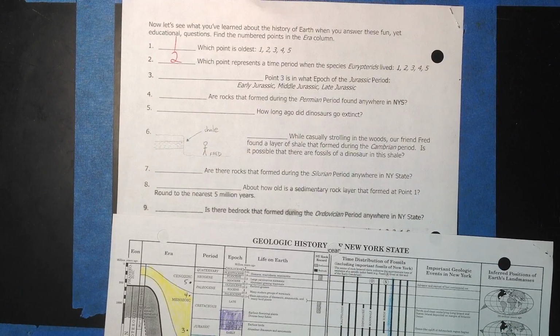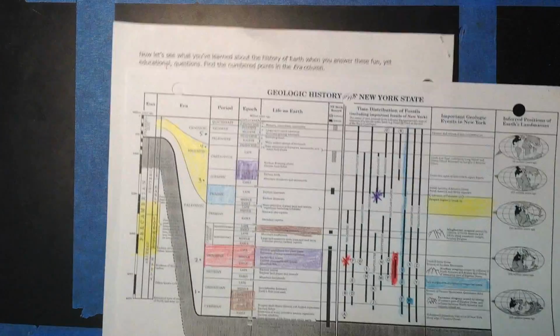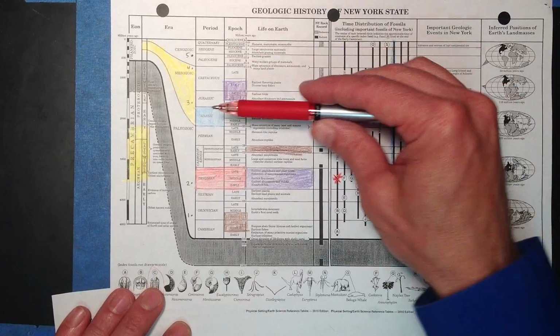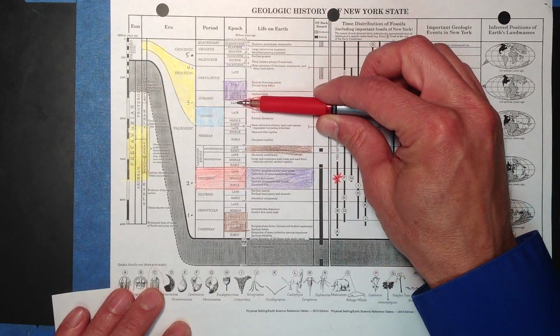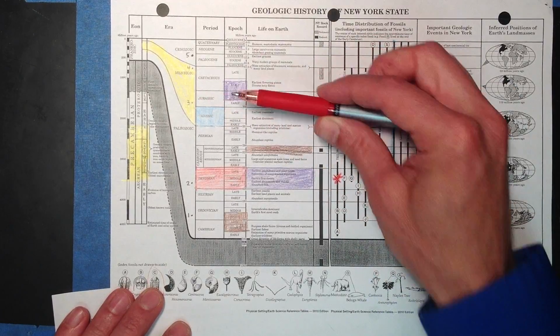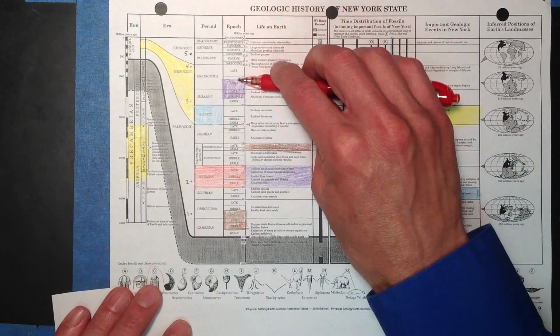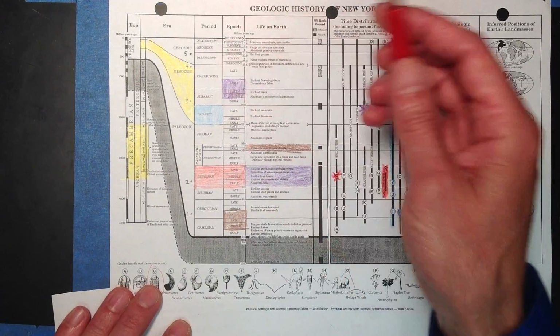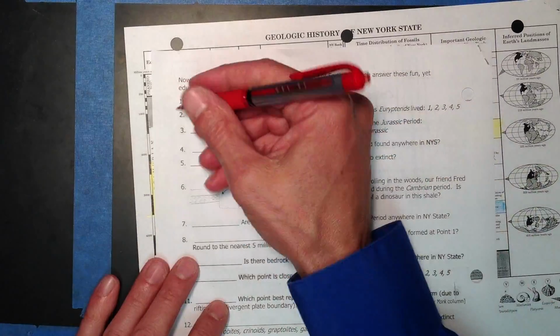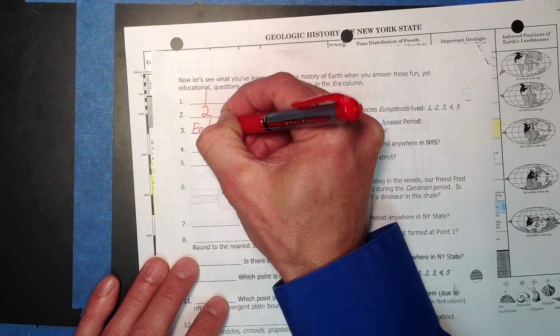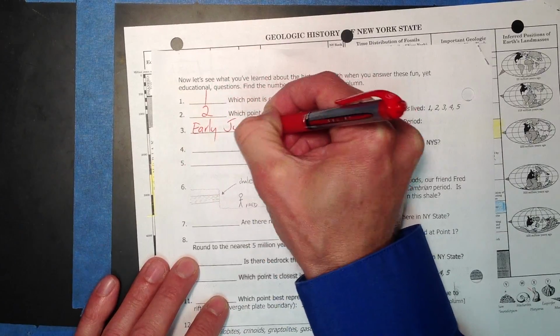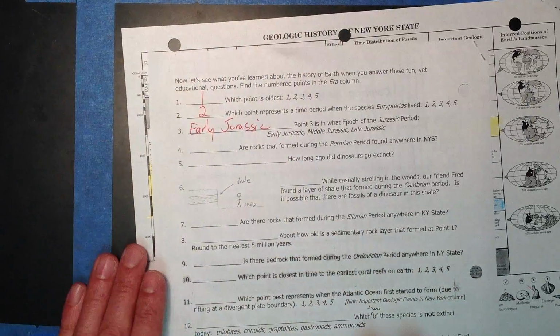Point 3 is in what epoch of the Jurassic period? Early Jurassic, middle, or late? So point 3, you look here, and 3, you go right across to here, and it would be early Jurassic. Okay, so it's broken down here, early, middle, late. I have colored it in already, but the answer for that one is early Jurassic.